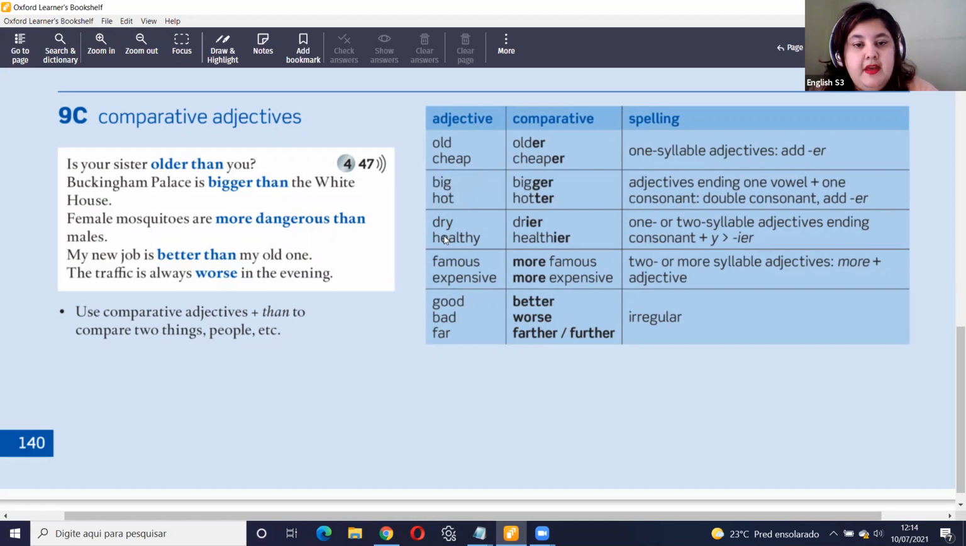Okay? E se terminar com Y precedido de consoante, eu vou tirar o Y fora e colocar IER. Então, Brasília is drier than Rio de Janeiro, mais seca. And my food is healthier than McDonald's food. E nós temos as exceções good, bad e far, que são better, worse e farther. Further também existe, mas sempre dá uma noção de mais, não só de mais longe.